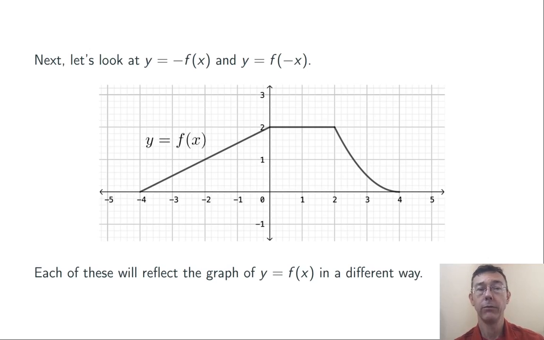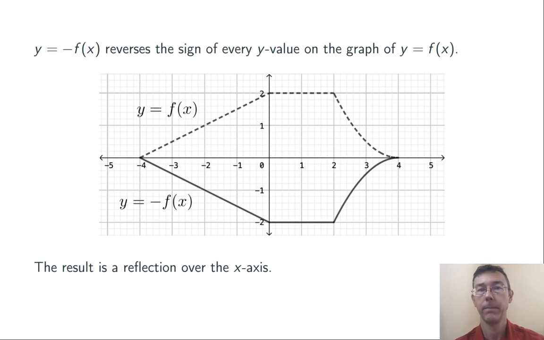Okay, now let's think about reflections. We're going to be looking at y equals negative f of x and y equals f of negative x. Let's go back to this original example and see what the graph looks like in each case under those transformations.